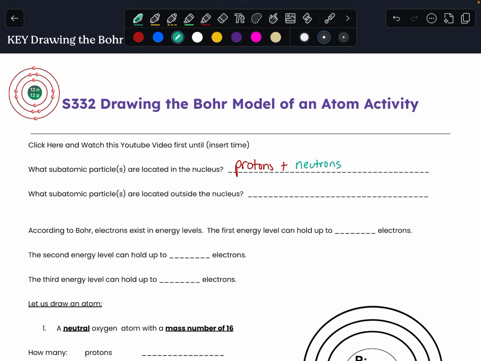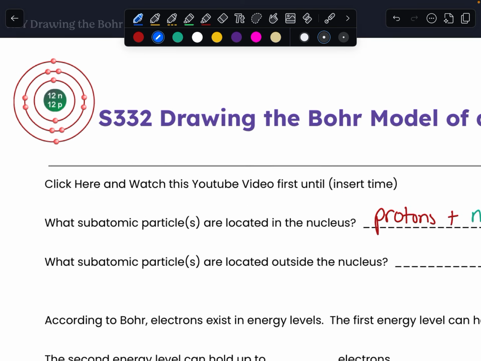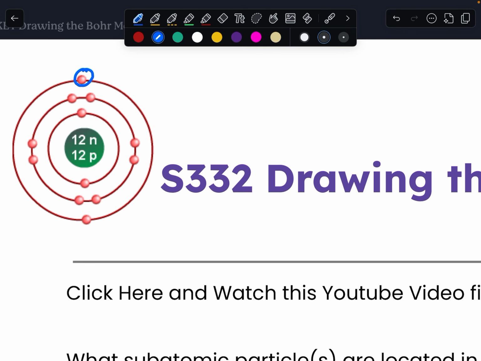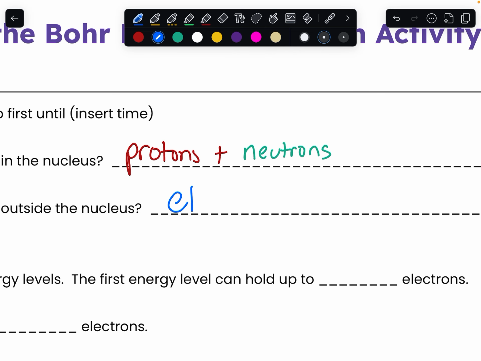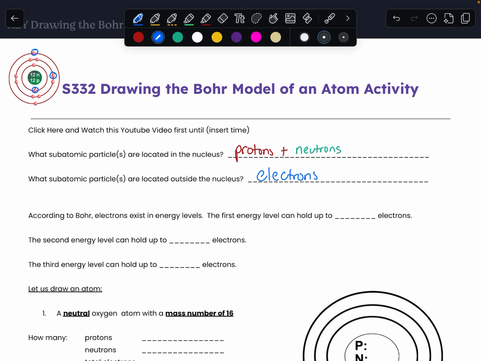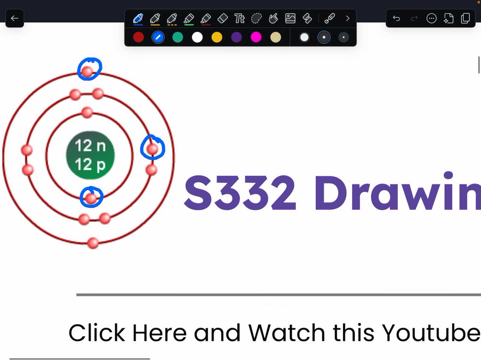The other subatomic particle that we have is the one located on the outside, what we call the cloud. And those, as we know, as we're studying electrons right now, are our electrons. Those are the three particles we're going to be looking at when we start drawing what we call Bohr models of an atom. So Bohr was a scientist and he discovered what we call the planetary model of the atom, which says that electrons orbit in these different paths around the nucleus.